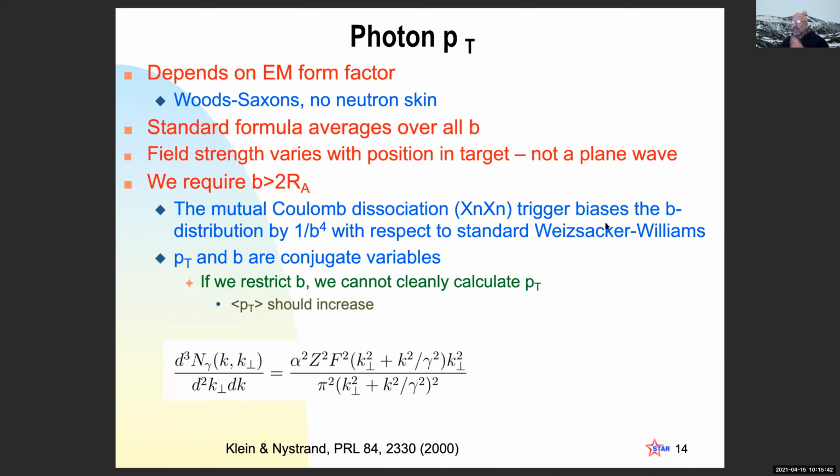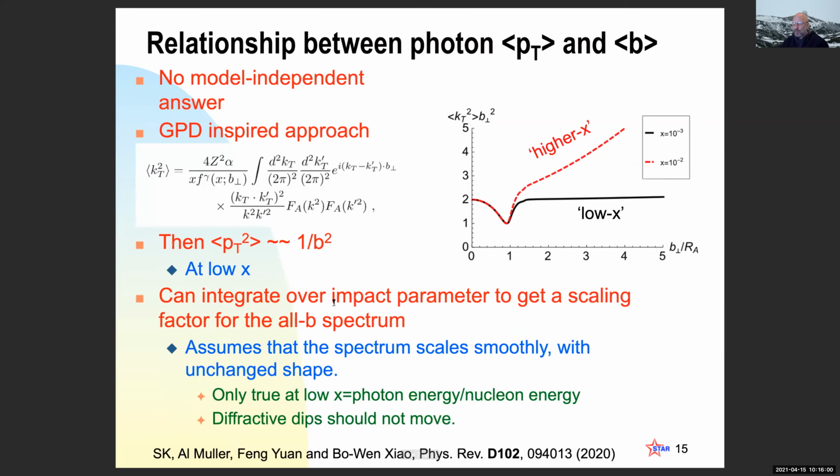Photon PT, similar thing, there's an issue that the standard formula shown here assumes you're integrating over all B. We require B greater than 2RA. PT and B are conjugate variables. So if you restrict B, the mean PT should increase. Spent a lot of time working on that. Do not have a solution that seems to work well.